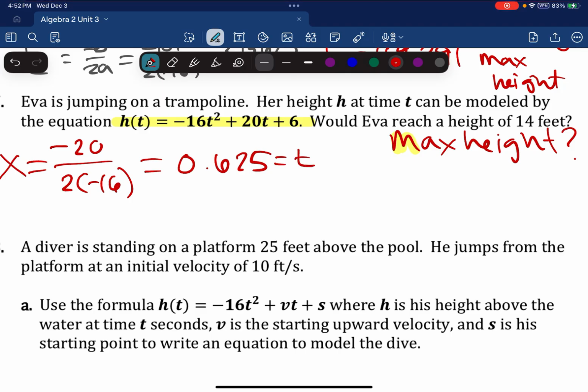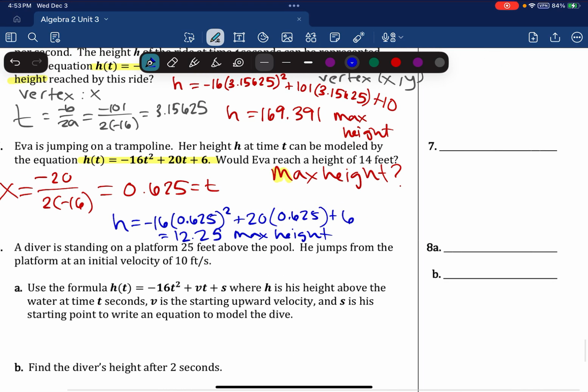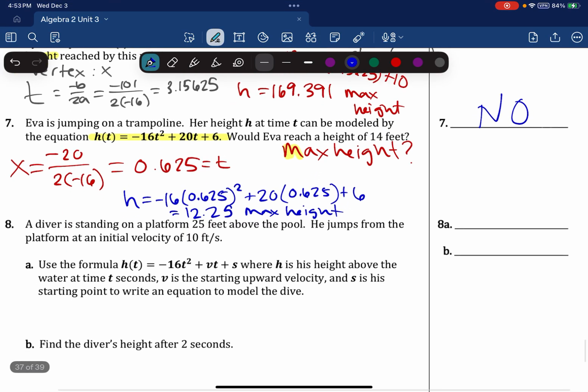Now we're going to plug that into our equation to find our maximum height. So to find our height, h equals negative 16 times 0.625 squared plus 20 times 0.625 plus 6. You calculate that, and the height she gets is 12.125. That's our max height. So the question is, would she reach 14 feet? The answer is no, because she can only reach 12.125 feet.